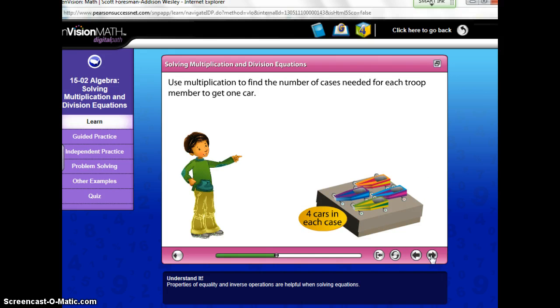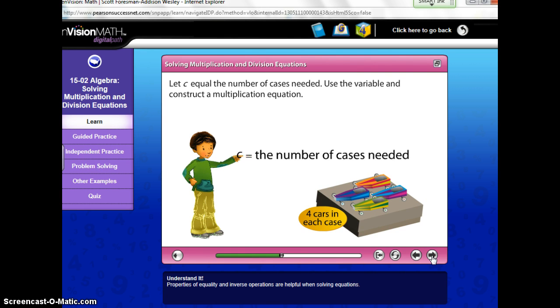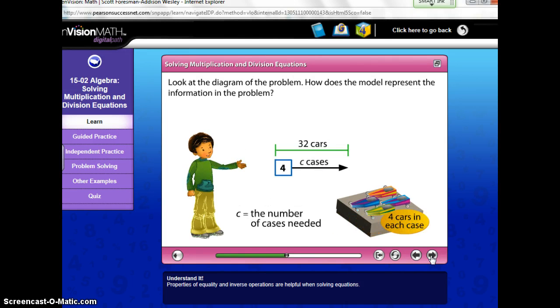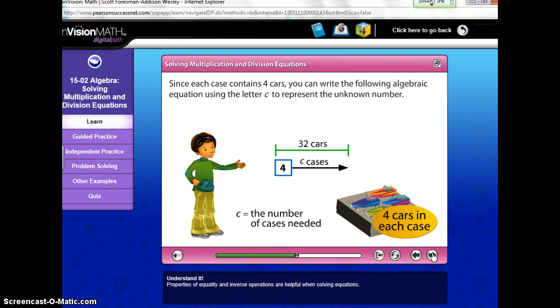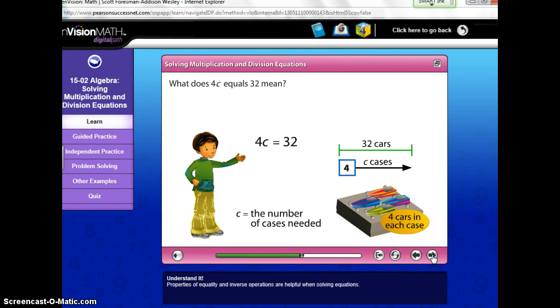We will use, though, you're right, we're going to use division, but we're going to go backwards today, just like we did before. So we're going to use C, that means the number of cases, and we need to know how many 4s will fit into the number 32. The top portion shows our 32, the bottom portion shows 4, and then the missing part, or the unknown. So when we say 4C equals 32, what does that actually mean? 4C means 4 times a number that we don't know.